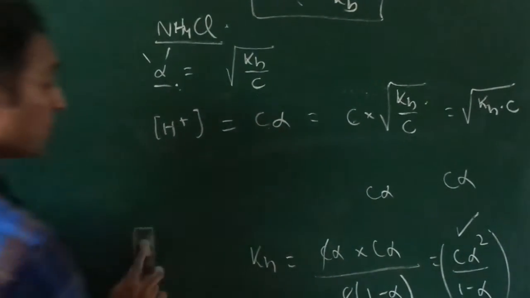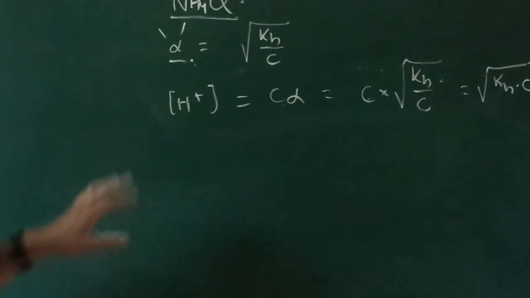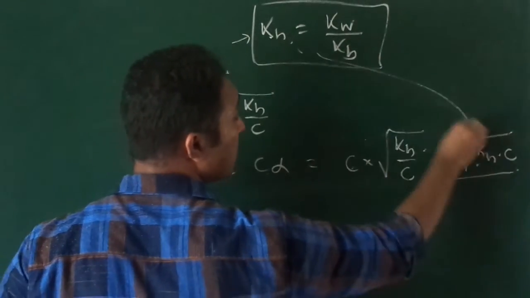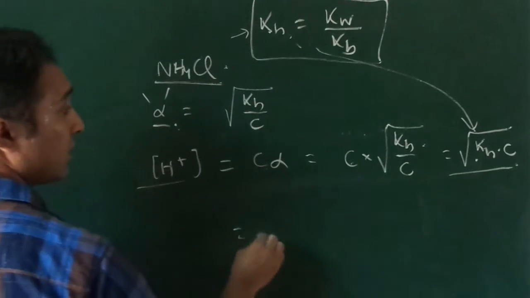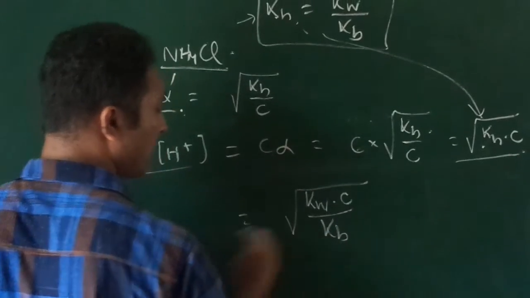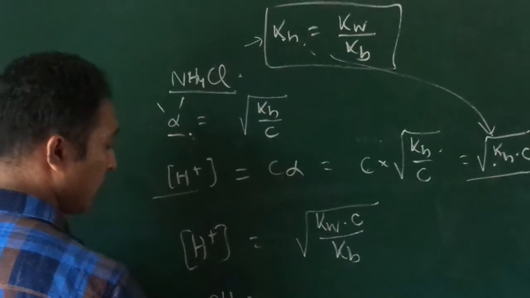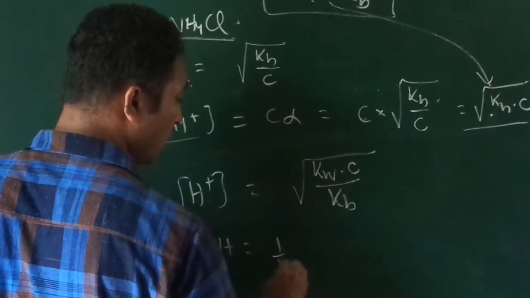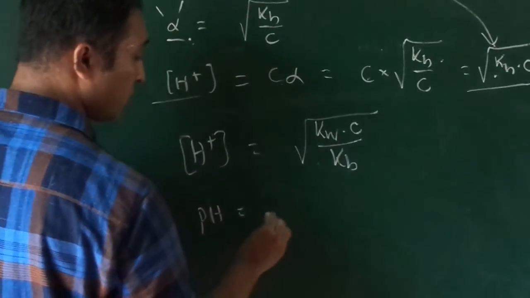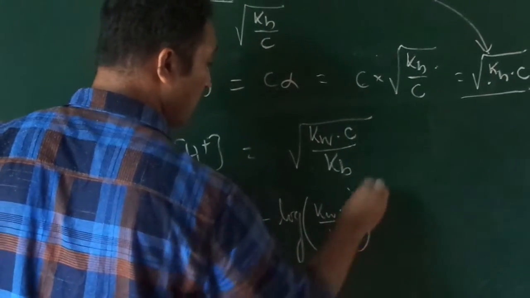Now students, if you move further from here, what do you get as H plus? This is your H plus, and you can substitute the value of Kh here, right? So you get H plus as root over Kw into C by Kb. This is what you get as H plus, and thus you can easily write the pH as half of, negative, we are going to take the negative log. If I take it through a step, pH becomes negative log of Kw into C by Kb, to the whole power 1 by 2, right?